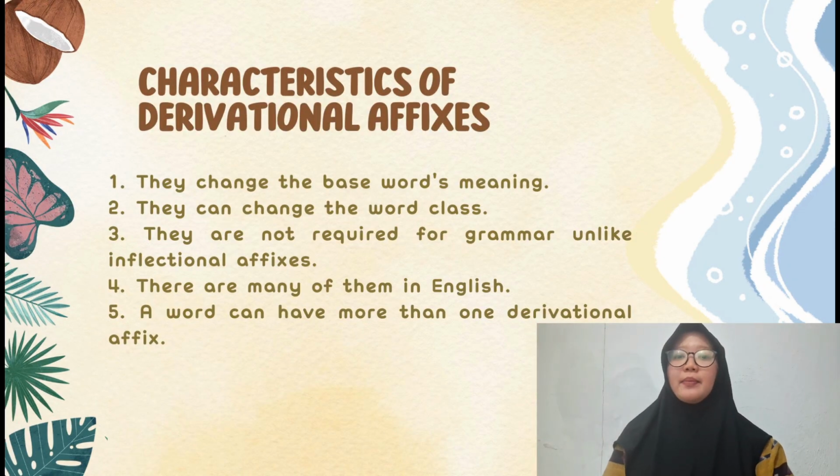Derivational affixes have several important characteristics. The first is they change the base word's meaning. The second is they can change the word class. The third is they are not required for grammar, unlike inflectional affixes. The fourth is there are many of them in English. Lastly, a word can have more than one derivational affix. For example, unhappiness has the prefix un and the suffix ness.